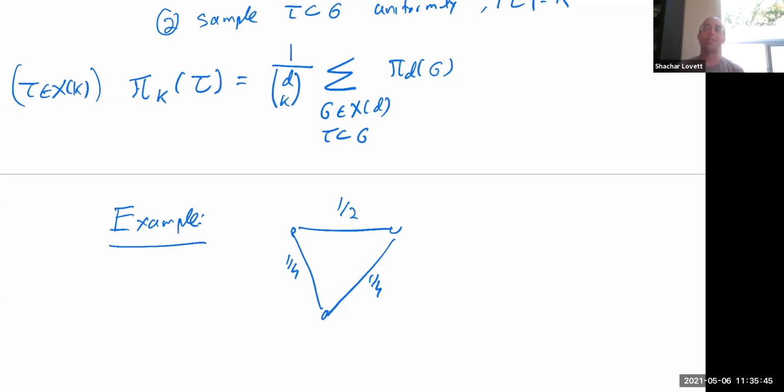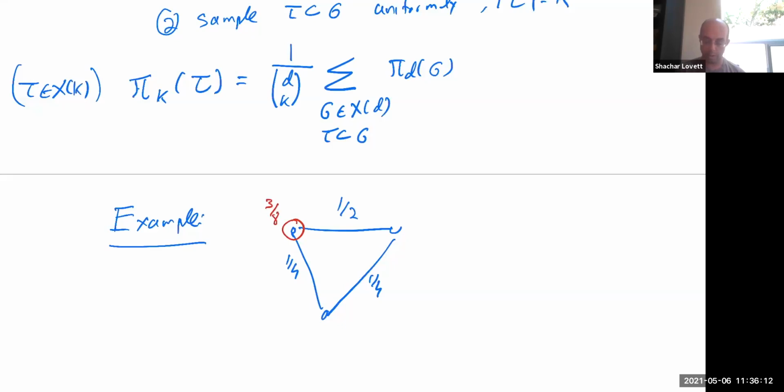Anyways, what's going to be the induced distribution on the nodes? Well, let's see. What's the probability we sample this node? Well, we can sample the first edge with probability half, the top edge, and then we're going to choose one of its two endpoints randomly. So it's going to be 1/4. Or we can choose the edge below. It's going to be quarter, and if we choose this specific one, it's going to be 1/8. So overall, it's going to be 3/8.